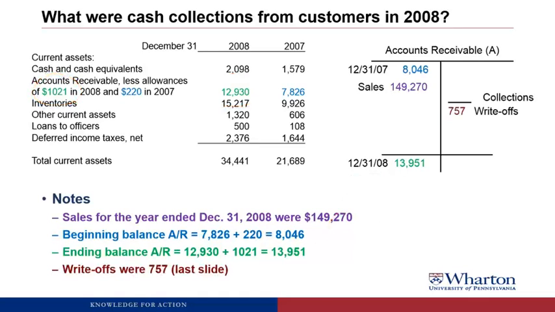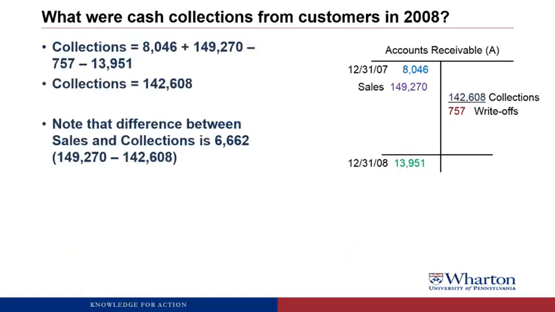And last, we also know what the write-offs of accounts receivable were because we calculated that on the last slide. So write-offs of accounts receivable were 757. Once we plug that in on the credit side, all that's missing is the cash collections from customers. And so it's just a matter of figuring out what the plug is that makes this balance.